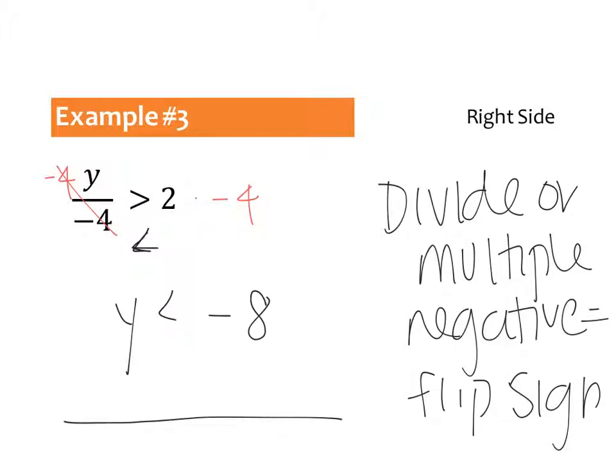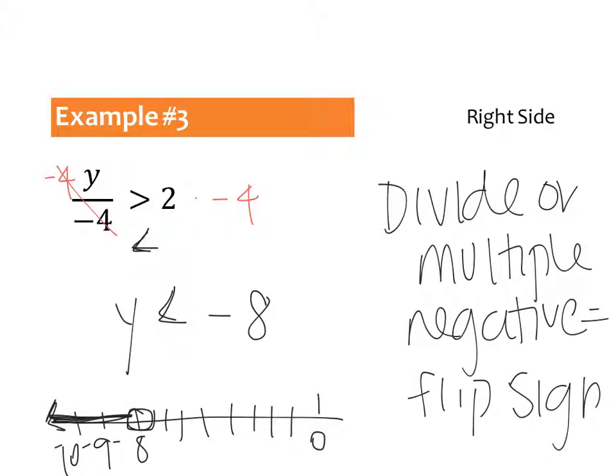When I graph it, I'm going to start at 0 and go all the way up to negative 8. Okay. I'm going to keep the circle open because it's a less than symbol. It doesn't have that equal to under it. And the number needs to be less than negative 8. So numbers that are less than negative 8 would be negative 9, negative 10, because remember, the farther you are from 0, the less you are. So I'm going to shade in all these numbers to the left of 0.